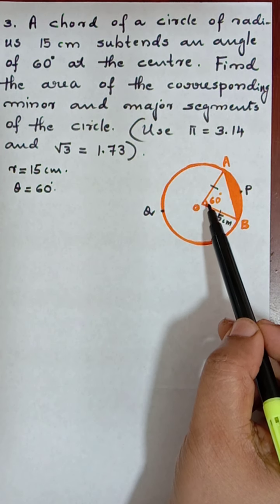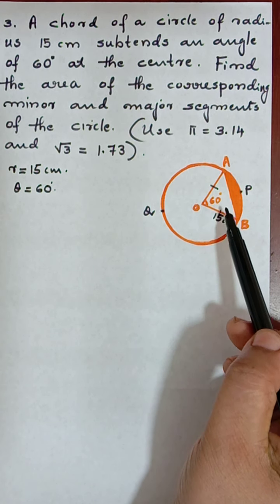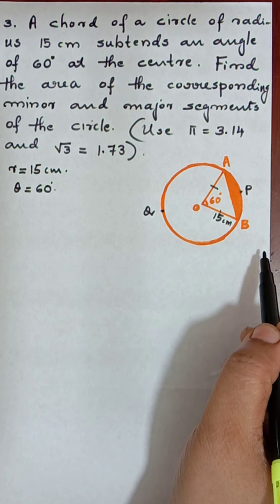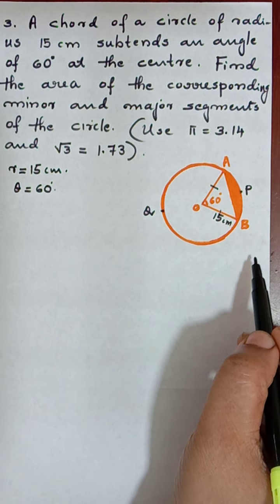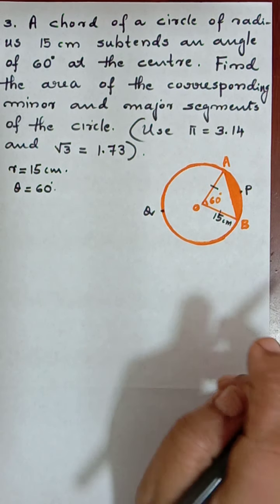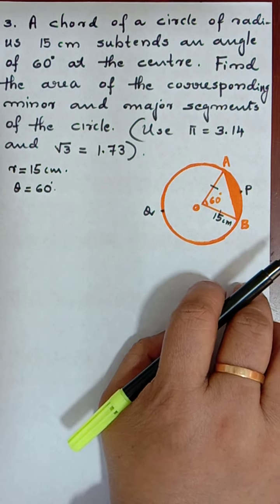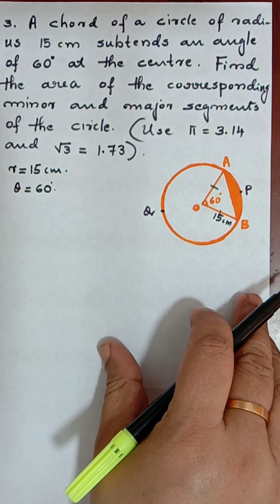60 plus 60 plus 60 makes 180. That is the angle sum property of the triangle. So those steps we are not going to repeat here. And if it is asked in the examination, you have to show that it's an equilateral triangle and then we have to use the formula.